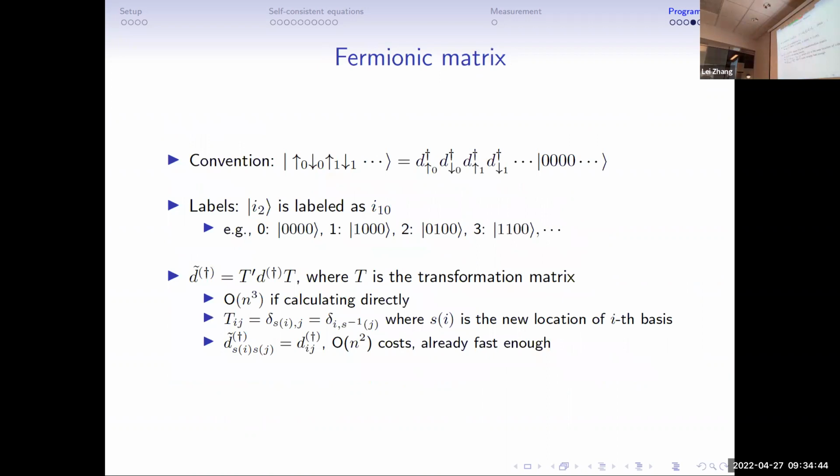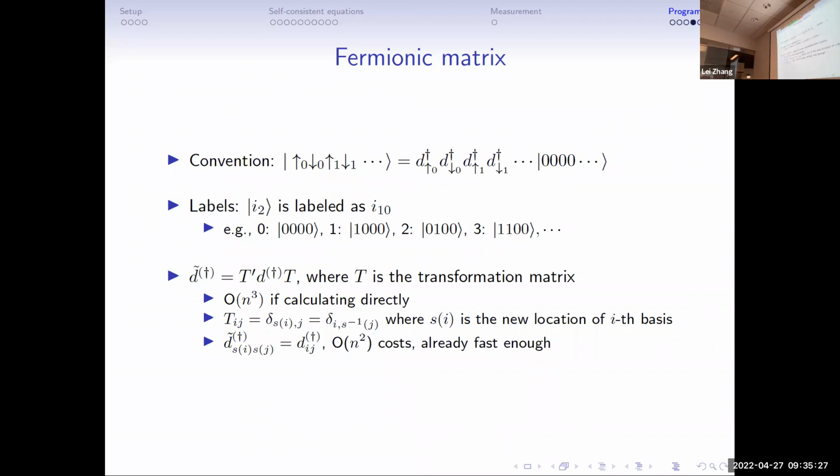And here's the notation I use. The first entry of the state is the up state in the zeroth orbital, and then the down state in the zeroth orbital, and the up state in the first orbital, etc. This is the notation I use in my code, and I labeled these different bases as follows. I just take this as a binary expression and calculate its decimal value, and that's the corresponding label. So 0, 0, 0, 0 is 0, 0, 0, 0, 1 is 1, like this.